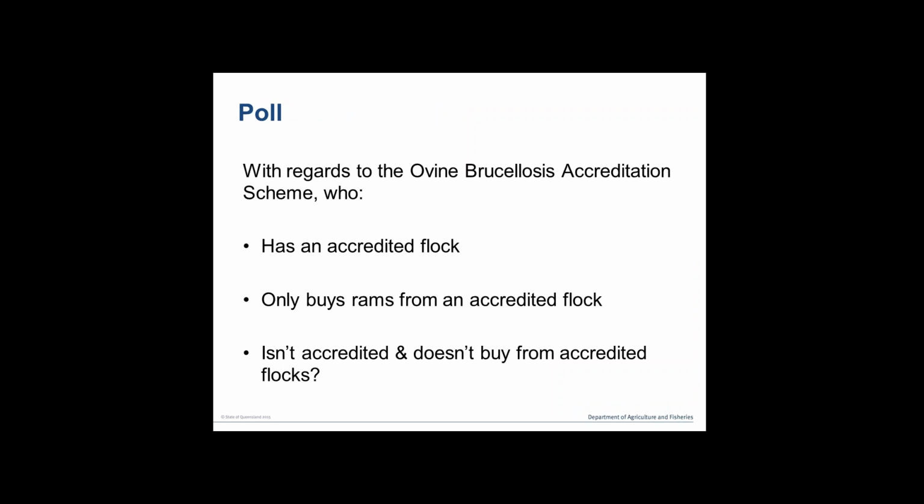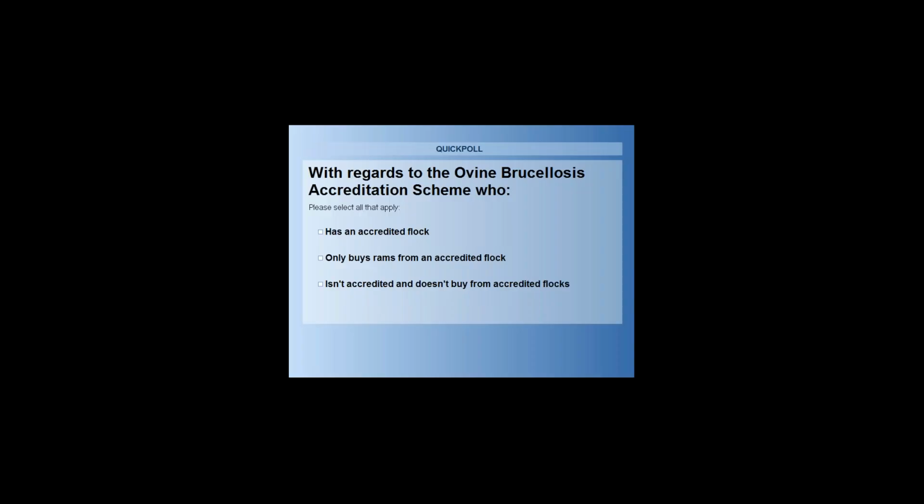Sure. Thanks, Louise. So I'm just going to launch this poll now. You should be seeing on your screen this question, which is about the Ovine Brucellosis accreditation scheme. If you can just tick whichever of these apply to you. If you've got an accredited flock, you click on the first box. If you only buy rams from an accredited flock, tick on that one as well. Or if you aren't accredited or you don't buy from accredited flocks, please tick on that third box.